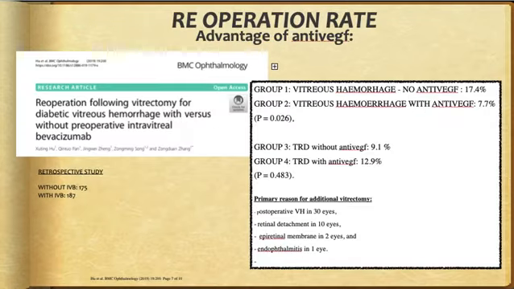Now, one of the studies looked at the reoperation rate between vitreous hemorrhage and TRD cases with or without anti-VEGF. So this is a retrospective study done in China, having almost 300 eyes. They found in VH cases, those who receive anti-VEGF have a lower rate of second unplanned surgery. So 7.7% for those who receive anti-VEGF, compared to those without anti-VEGF, where it is more than double that needs a reoperation. Now, the cause for reoperation is mainly because of post-operative VH or retinal detachment. Whereas in TRD cases, the rate of reoperation was more or less the same between those two groups.